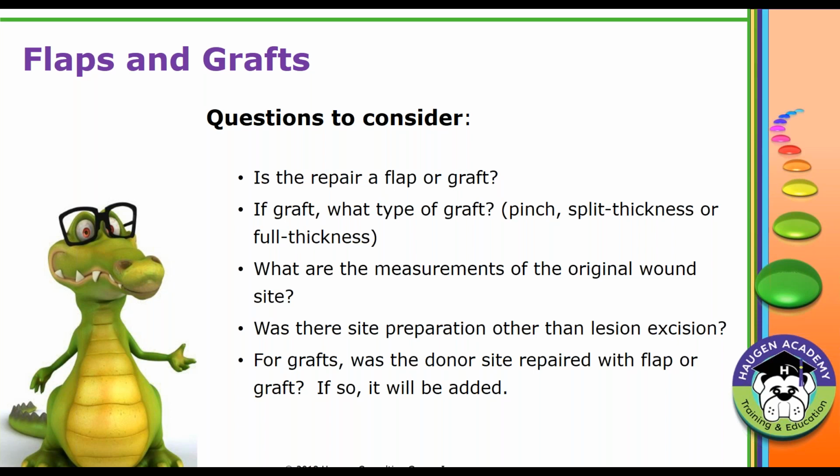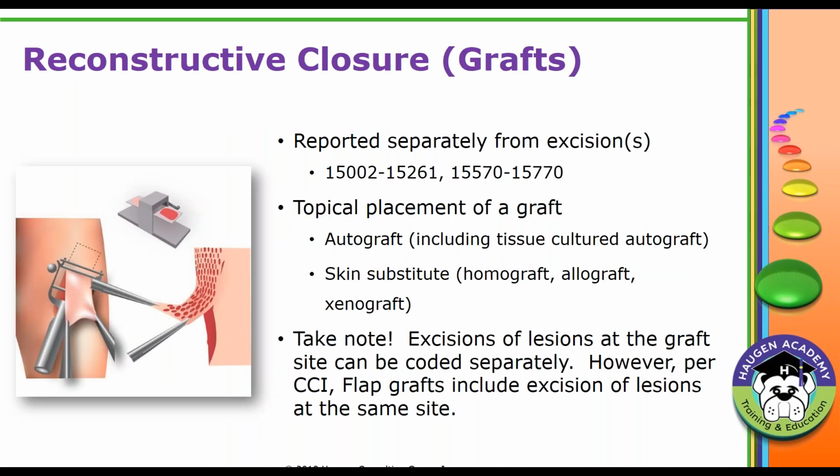So these can get a little bit complicated because we're taking skin from somewhere to repair that excision site, but then we have to go back and repair where we took that original donor skin from. So again, these can get a little complicated. Draw yourself a picture, make a list, whatever you have to do to keep track of it in the op report. If the donor site was repaired with a flap or a graft, you can code that separately as well. So for reconstructive closure for the grafts, you can report that separately from excisions.